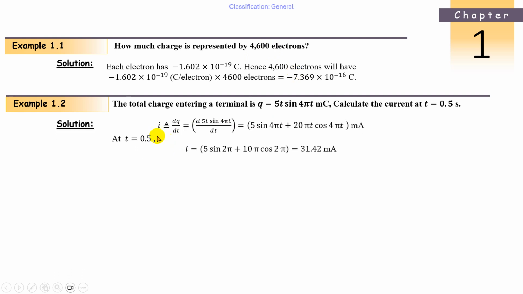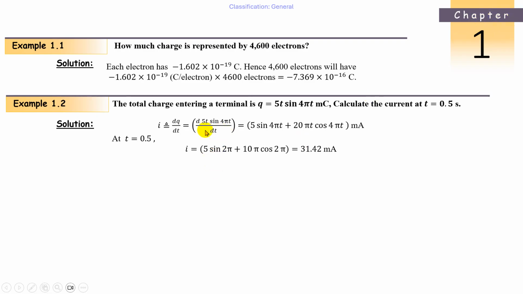So here I equals dq by dt. So we have d by dt of 5t sin 4 pi t. Now, if we differentiate, there are two terms, a and b: t is there and sin is there. What is the differentiation of ab? d by dt of ab: first differentiate a, keep b as it is, plus differentiate b and keep a as it is.